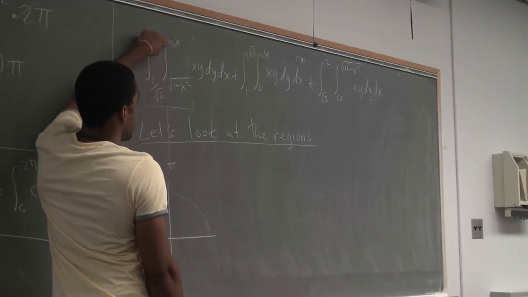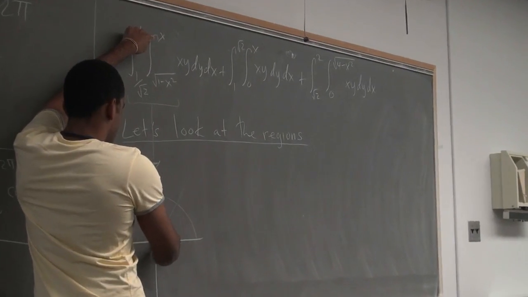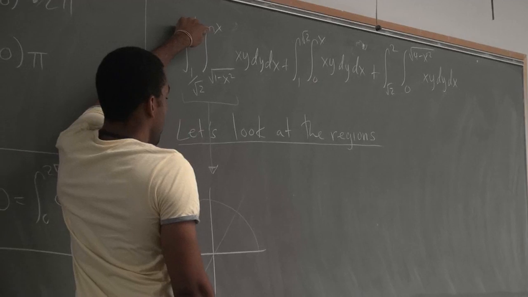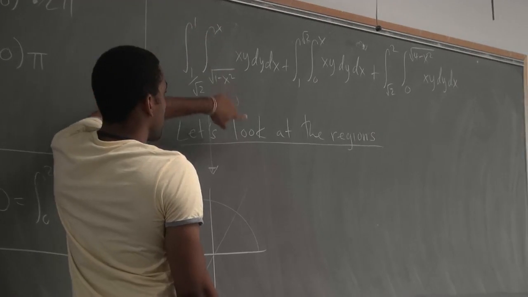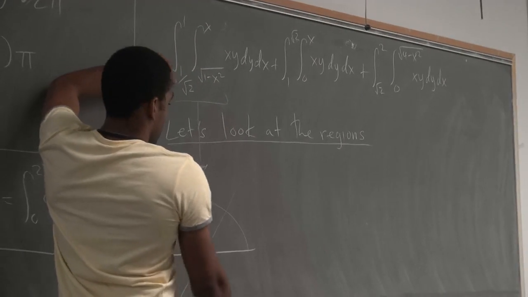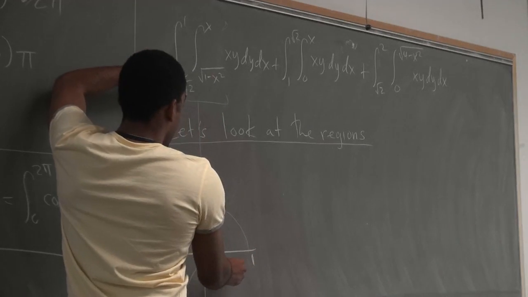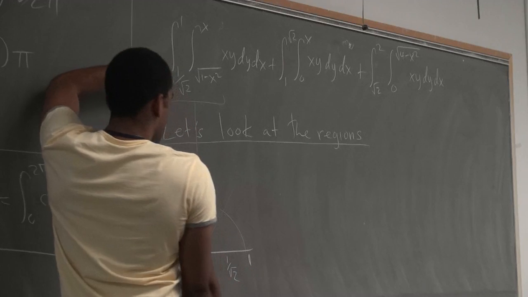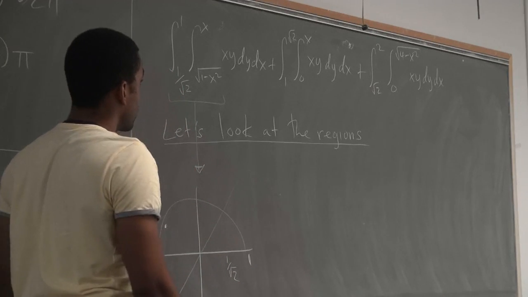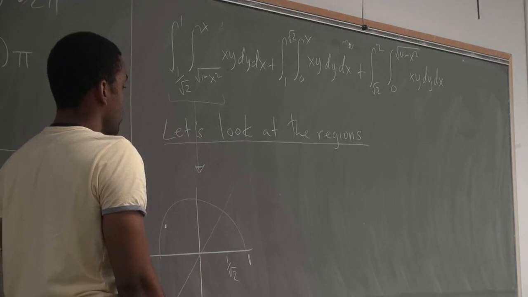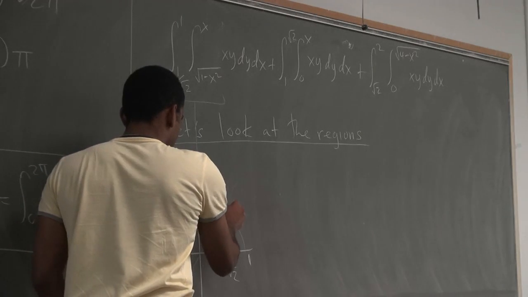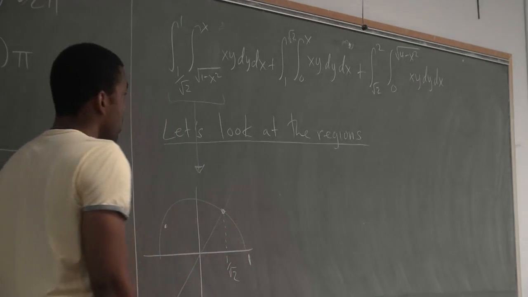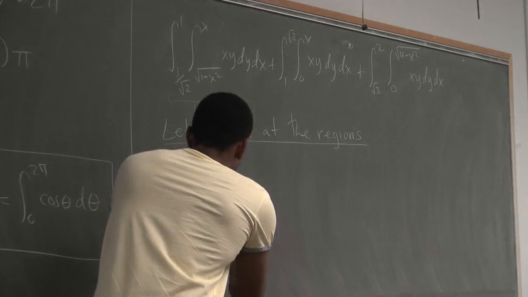Okay, x is like this. And then they're saying my x goes up to 1, but it goes down to 1 over radical 2, right? Where is 1 over radical 2 here? It's where it actually intersects, right? So this is actually describing this region.